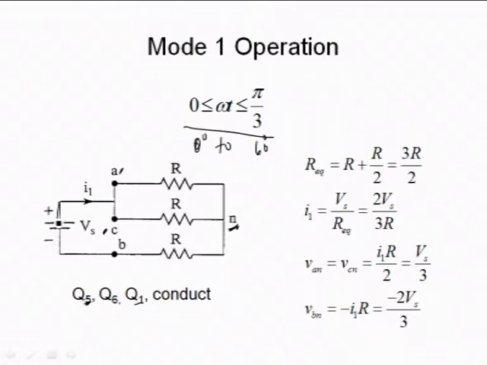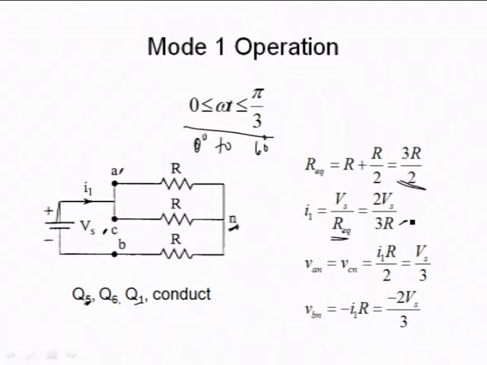So, the resistances R and R, if assumed as a resistive load, are in parallel, so the equivalent is R by 2. The equivalent resistance is R plus R by 2, so total resistance is 3R by 2. Now, what is I1? The total current I1 will be Vs divided by R equivalent. So I1 will be 2 Vs by 3R, taking the reciprocal.